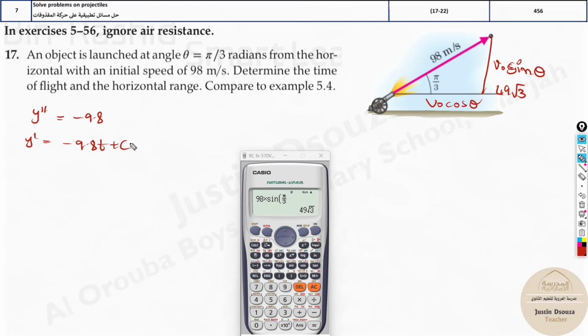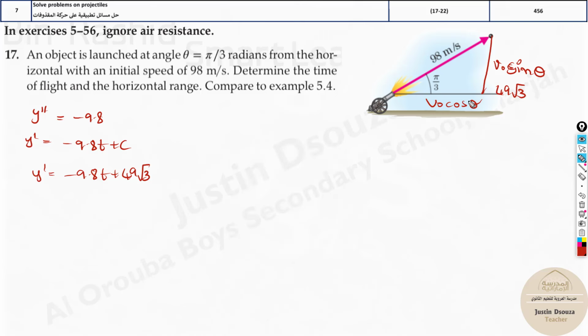And even over here it's the same thing. Plus c will be minus 9.8 t plus 49 root 3. Now what I can do is just quickly change this to cosine and find the cosine value as well. It is just 49. So horizontal, it will be 49 here. Now we need to find the position, that is y. So you need to know acceleration is y double dash. Velocity, when you integrate this, you'll get velocity y dash. And again integrate this, you will get y, that is the position.